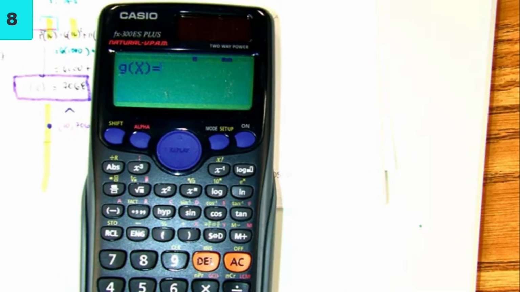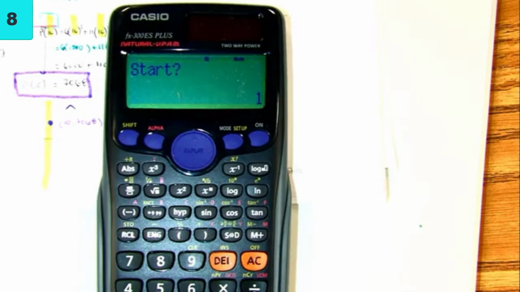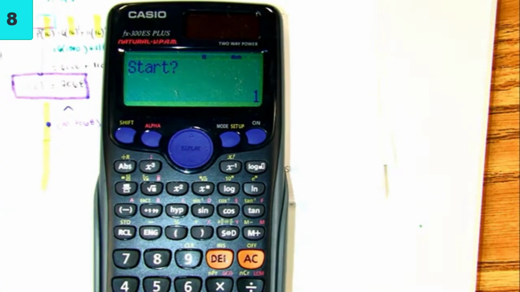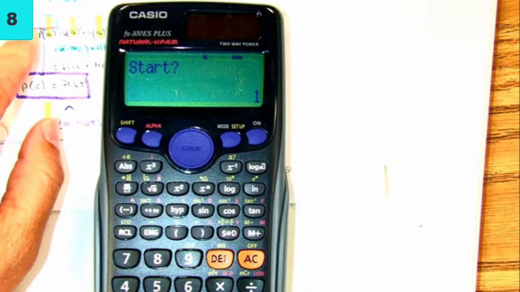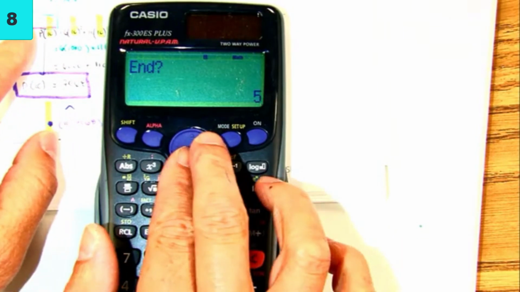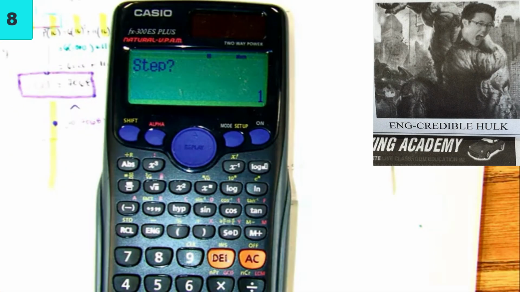G of x is a second function. I'm going to just press equals. It's telling me where do I want to start. Okay? I want to make sure my start and my end includes 10 in there. So start at 1. It says end at 5. No, I want to end at 15 because 10 is between 1 and 15. Steps, that's how I want the x values to move up by. So I'm just going to press equals.